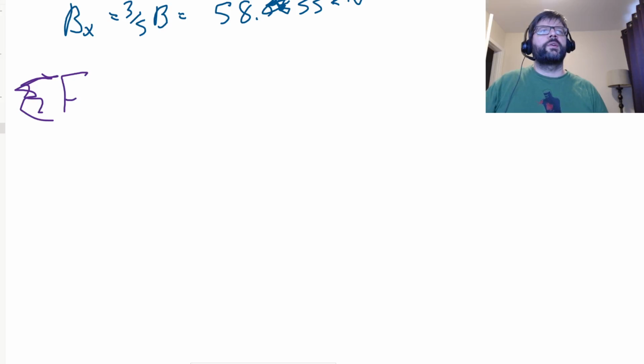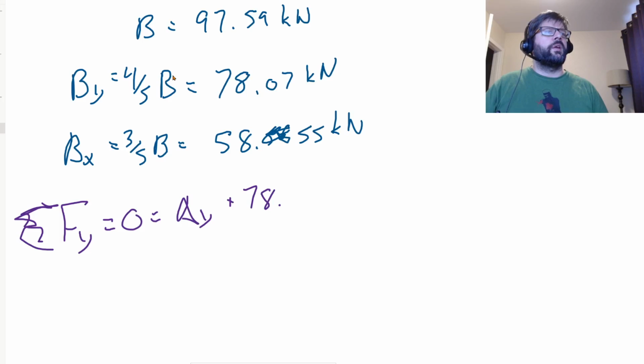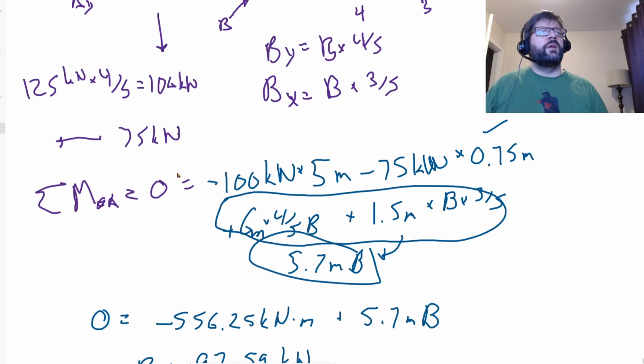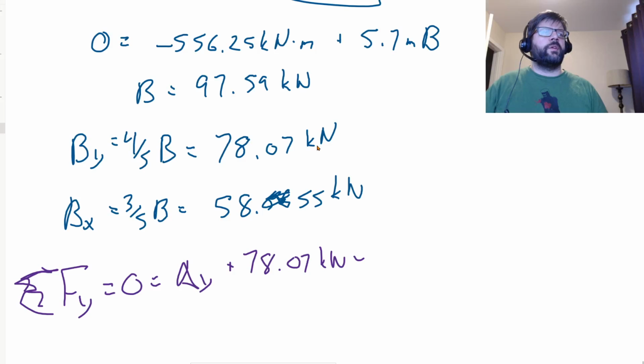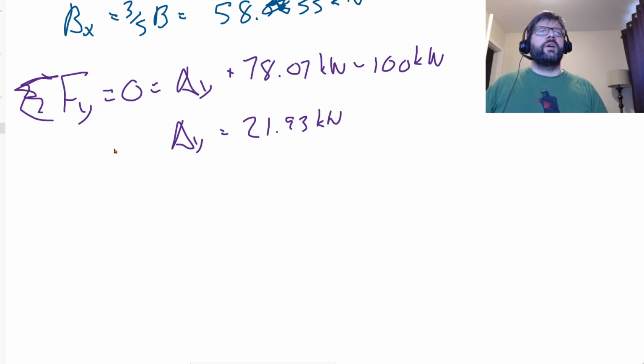Sum of forces in the y direction is equal to 0, so that's going to be equal to Ay plus 78.07 kilonewtons minus the y portion of the load, so minus 100 kilonewtons. Solving for Ay, we get 100 minus 78.07. That gives us Ay is equal to 21.93 kilonewtons. And then we have our sum of the forces. Hey, that wasn't too terrible.